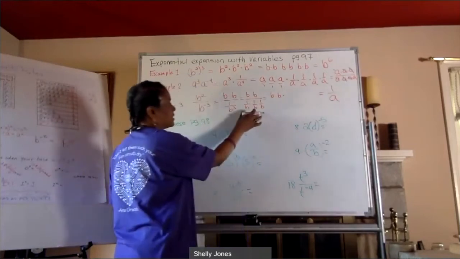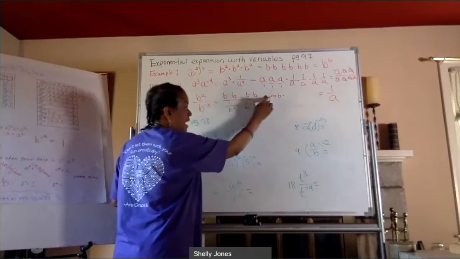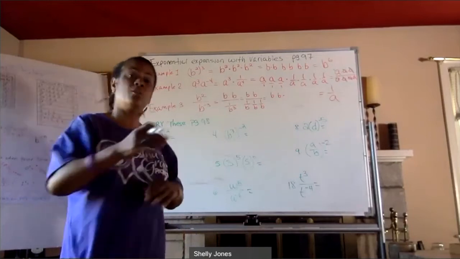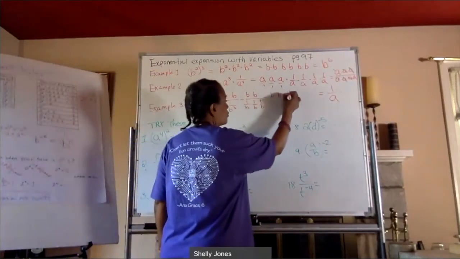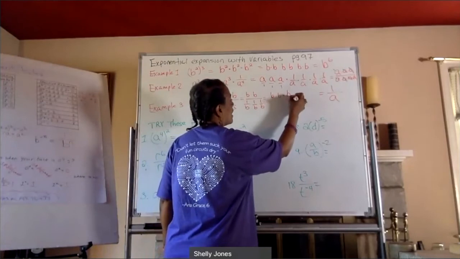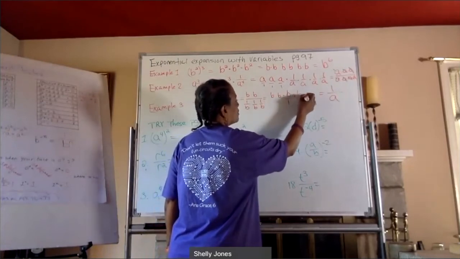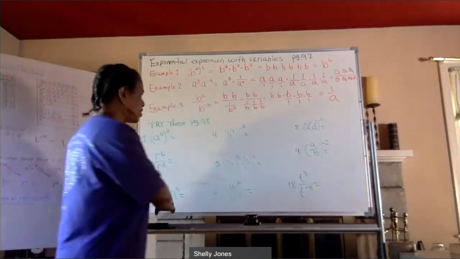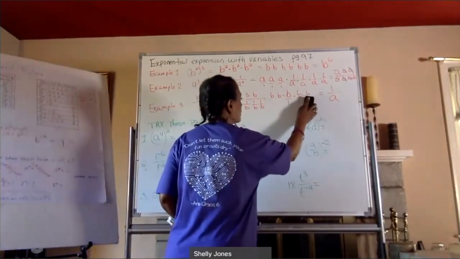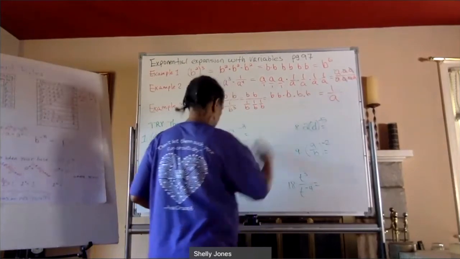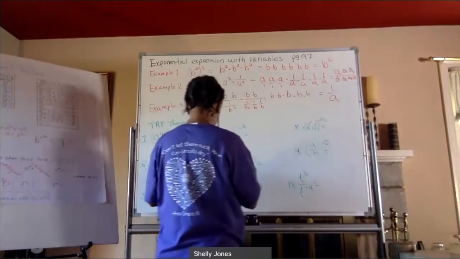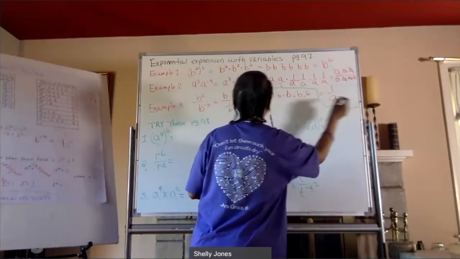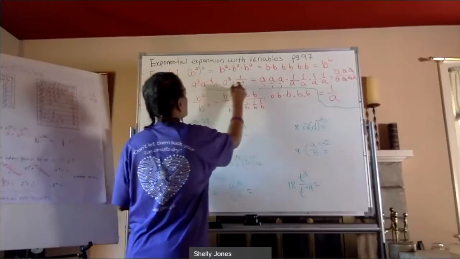times, now look at this. Divide by 1 over b is the same as multiplying by the reciprocal, b over 1 times b over 1 times b over 1 times b over 1. I don't need those over ones. B over 1 is just b, okay? And let me just show that this all goes together. Okay, that's all example 2.